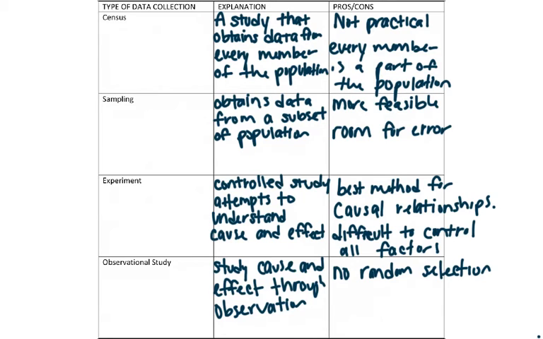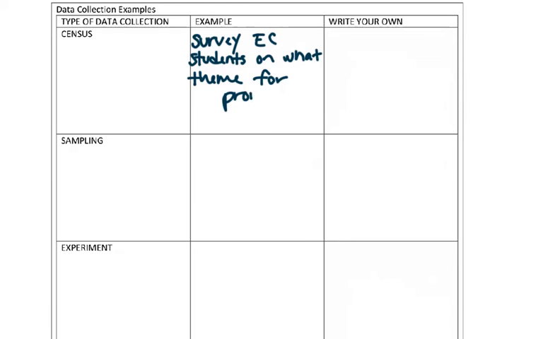That's a little explanation of each of them, and then you have pros and cons for each one. Let's look at some examples, and then you can write your own. An example of a census: we might want to survey early college students on what theme they want for prom. We would survey every student, and then analyze, interpret, and draw conclusions from that data. You can write your own, something like that.